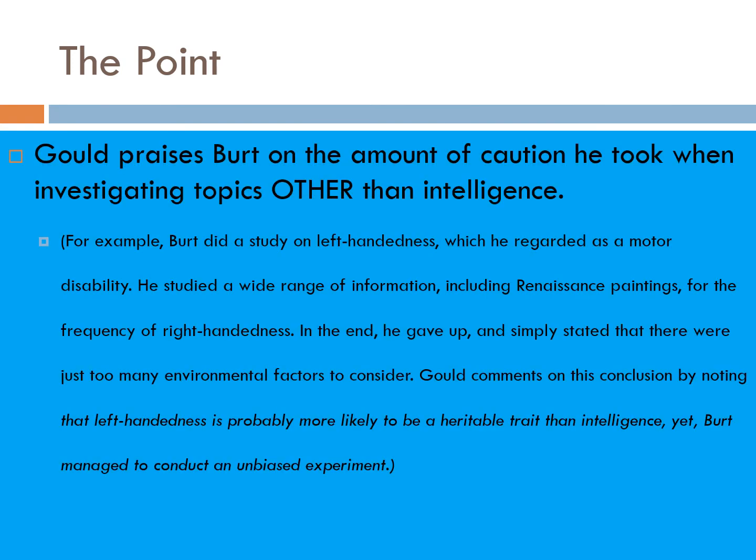So Gould essentially praises Burt on the amount of caution he took when investigating topics other than intelligence, right? For example, Burt did a study on left-handedness, which he regarded as a motor disability, as opposed to being right-handed. His study used a wide range of information, including Renaissance paintings, for the frequency of right-handedness. In the end, he gave up and simply stated that there were just too many environmental factors to consider, right? Gould comments on the conclusion by noting that left-handedness is probably more likely to be a heritable trait than intelligence, right? So yet Burt managed to conduct an unbiased experiment.